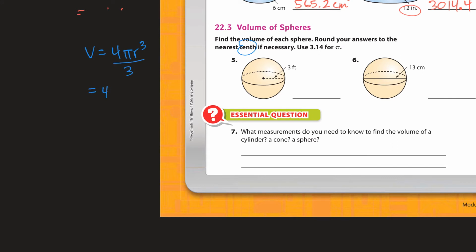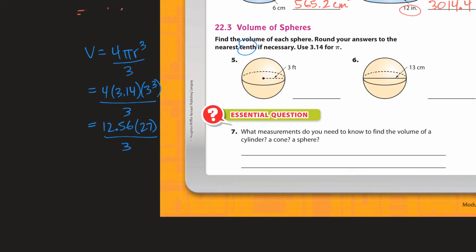So I take 4 times pi, 3.14, times the radius, which is 3. But I got to take 3 to the third power divided by 3. I know that 4 times 3.14 is 12.56. Times 3 to the third means 3 times 3 times 3, which is 27, divided by 3. And I could take 27 divided by 3, which is 9. 9 times 12.56. I won't, though.